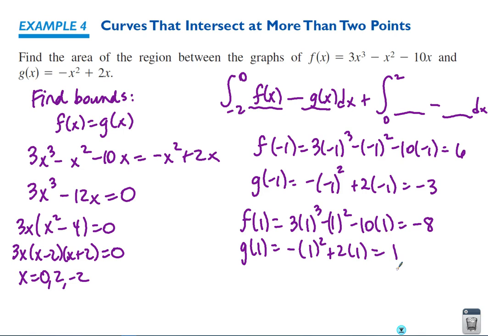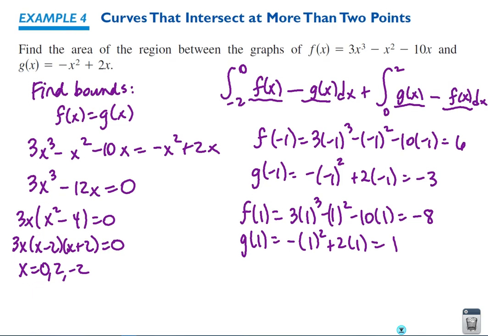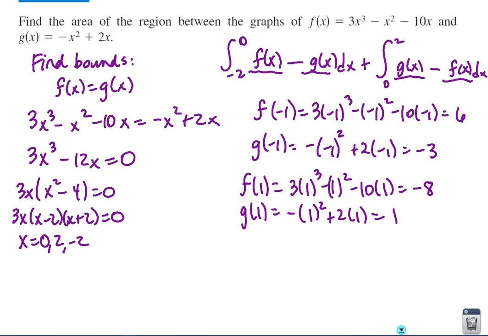All right, now g of x, or g of 1, is higher than f of 1, so this is going to be g of x minus f of x. I didn't look at the graph, and I would not have known that without plugging in the numbers themselves, okay? So you have to do that before you integrate, okay?